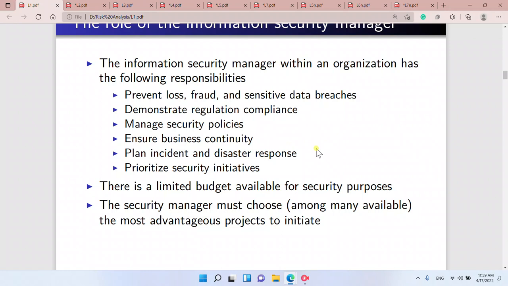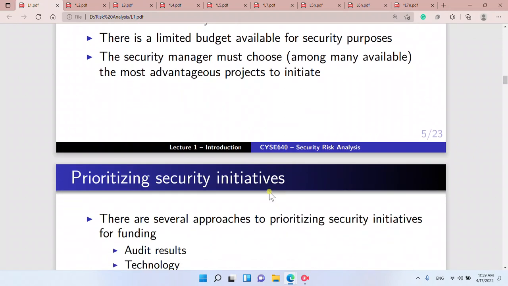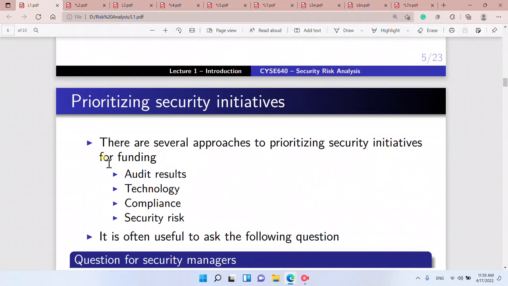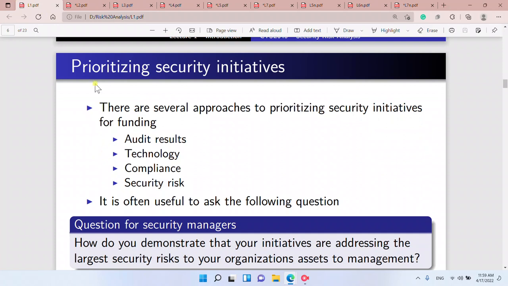I'm just reading the slides because there's a limited budget available and the security manager must choose. I'm just reading because this is slide 1, so the chance of a question from slide 1 is low. So we're just going to quickly read the security initiatives.